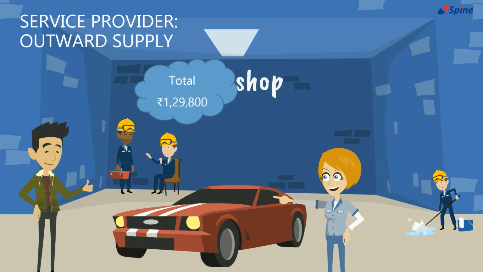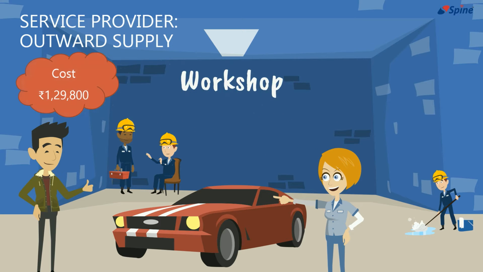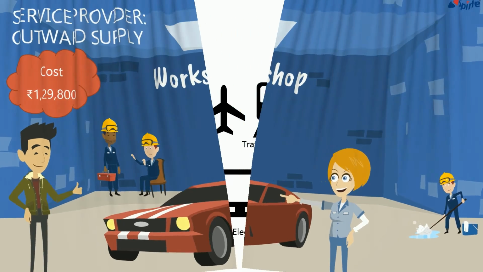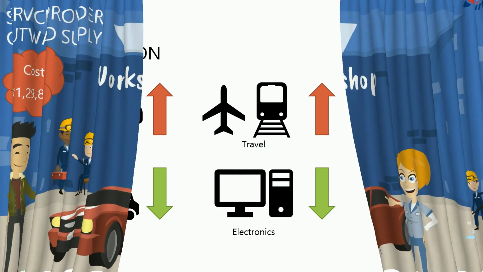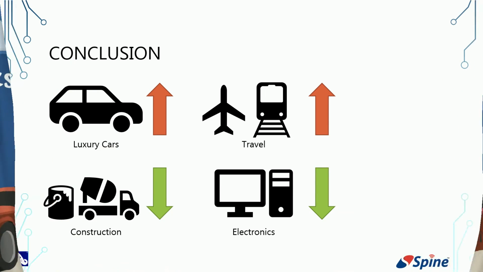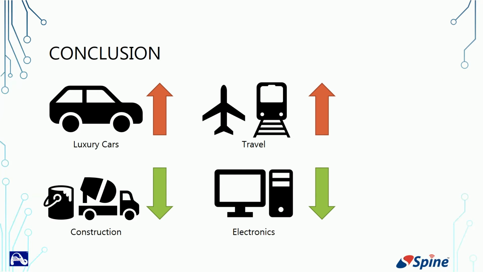So, what costed 1,26,500 for car repair in the current regime will now cost 1,29,800 in the GST regime. The final bit for the conclusion. As seen, the prices of luxury cars are expected to rise in the GST regime. The prices of travel are also expected to increase. Construction material and electronics are expected to get cheaper in GST.